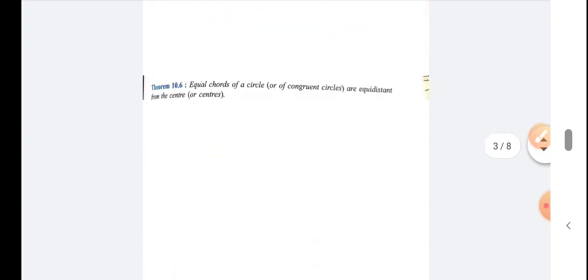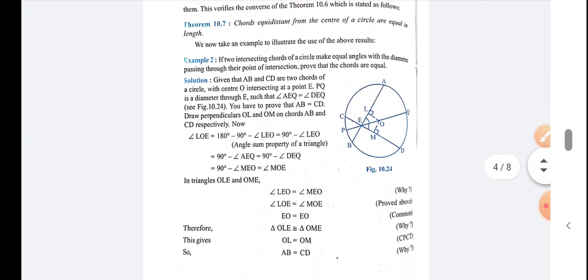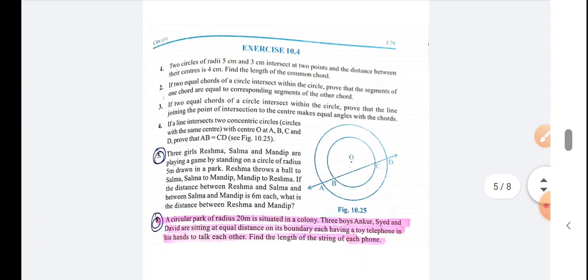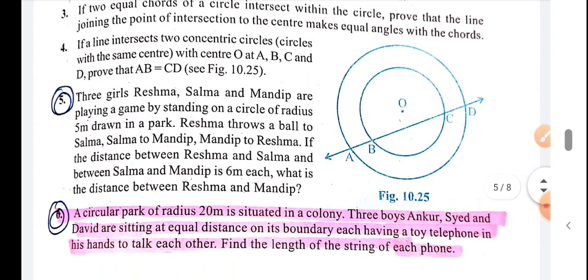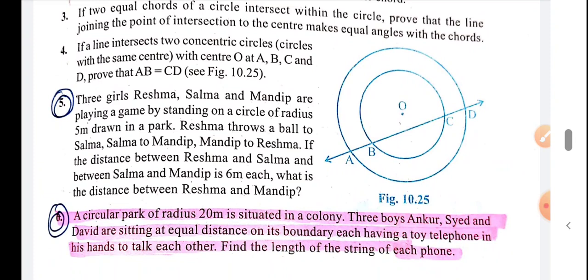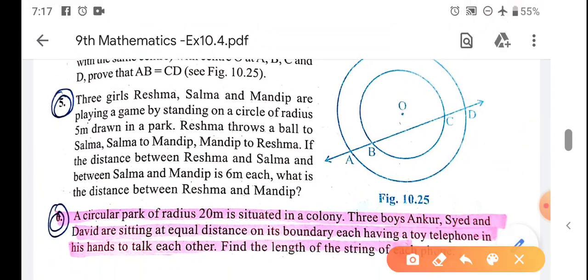So let us do the next 3 questions of this exercise. That is question number 4. If a line intersects two concentric circles.